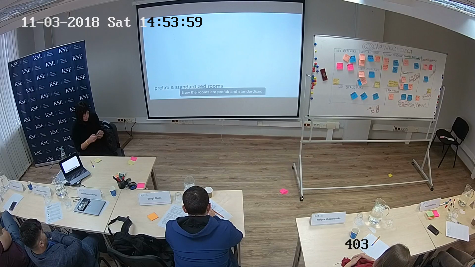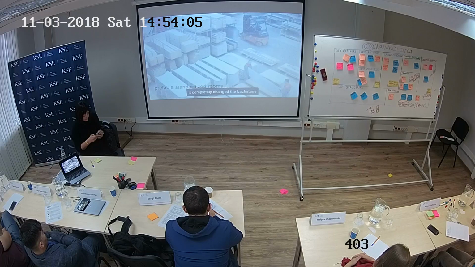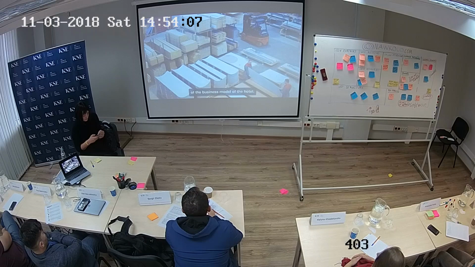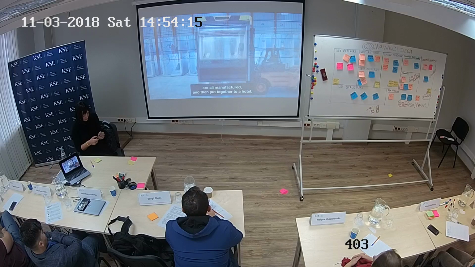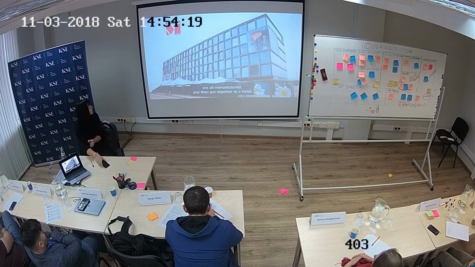Now, the rooms are prefab and standardized, and this is where it gets very interesting in their business model. They completely changed the backstage of the business model of the hotel. They, in fact, have a room factory. The rooms that you will see in a Citizen M hotel are all manufactured and then put together to a hotel. So this dramatically reduces the construction costs.